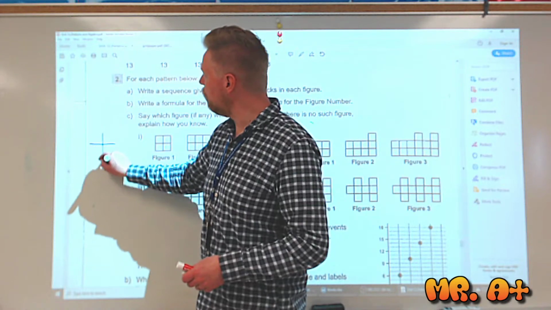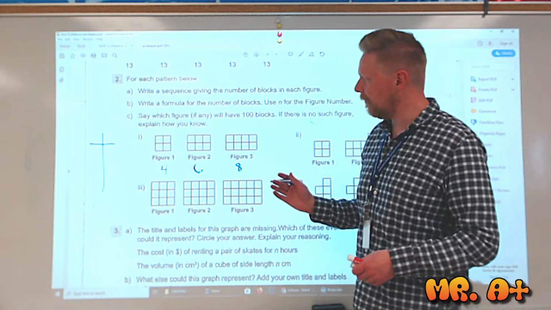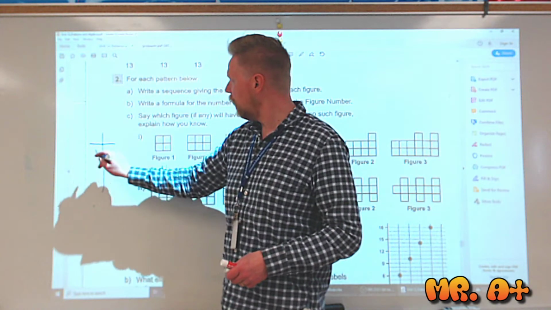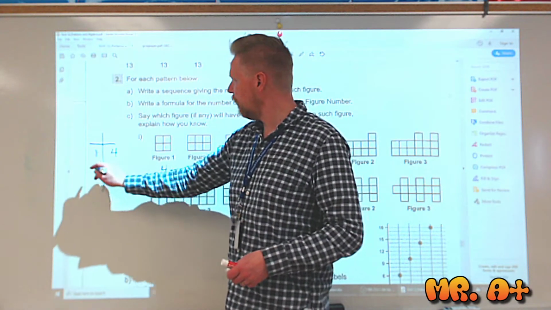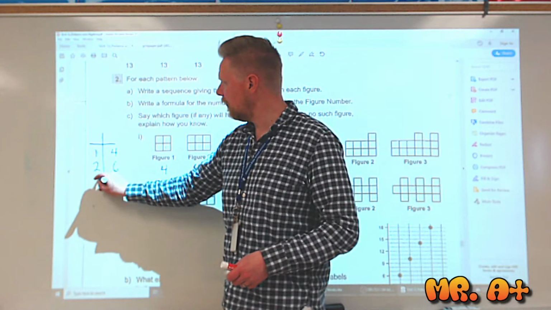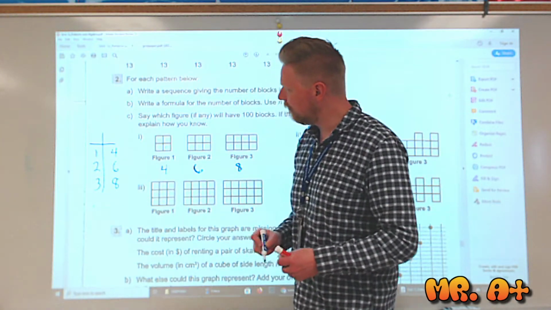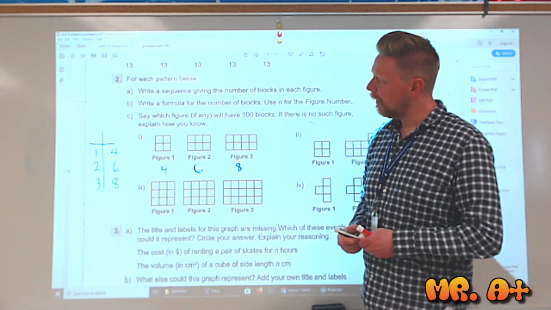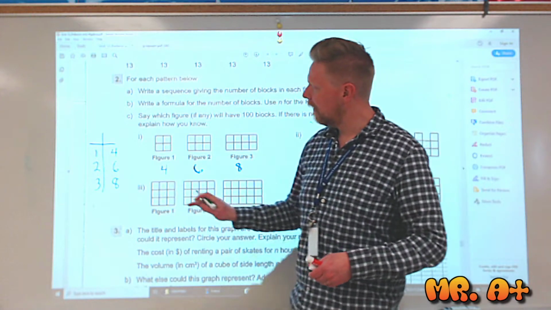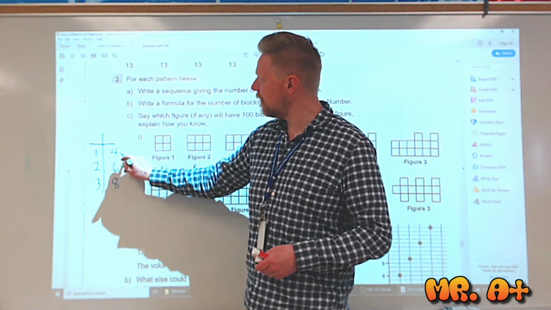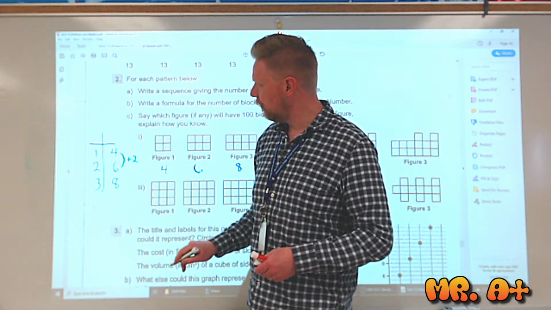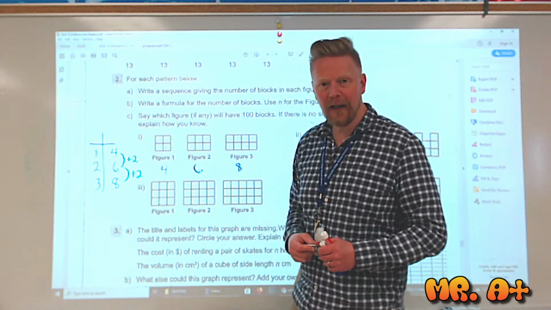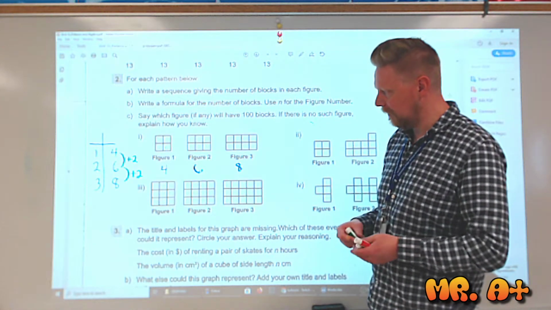The input-output T-chart is going to help us find the formula. 1 is 4, 2 is 6, 3 is 8. Those are my inputs and my outputs. What's the gap? Well, the gap on the output, the difference between 4 and 6, is plus 2. The difference between 6 and 8 is plus 2. So my coefficient for my variable is going to be 2.